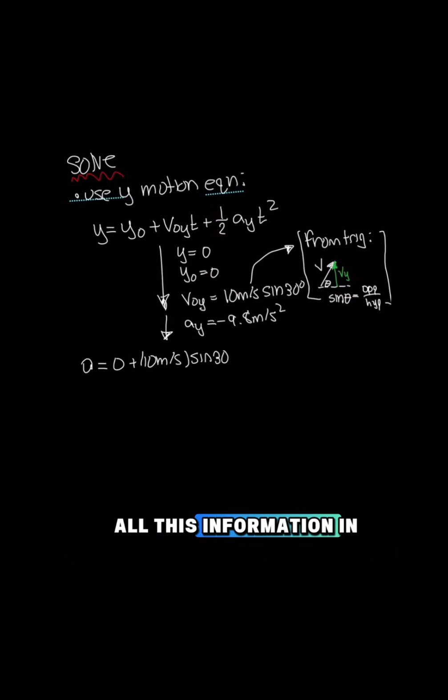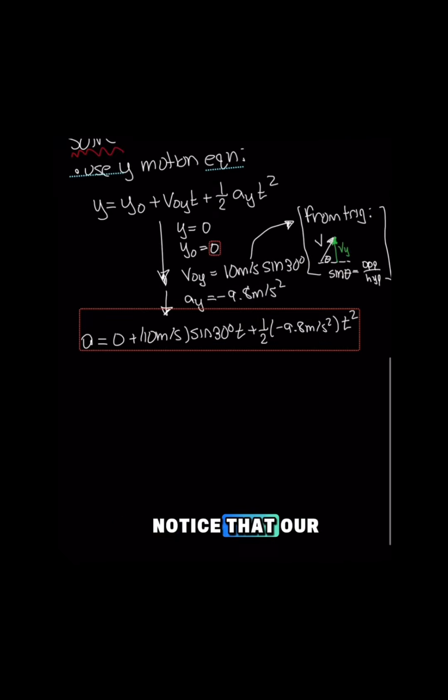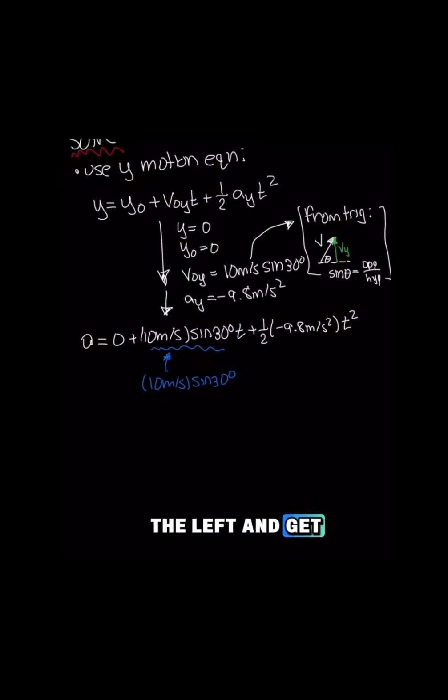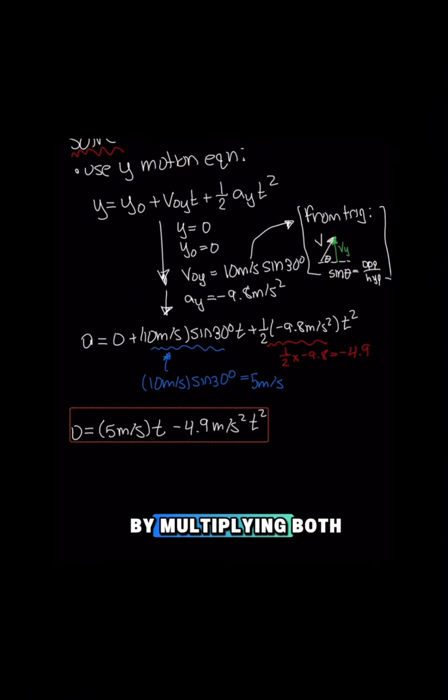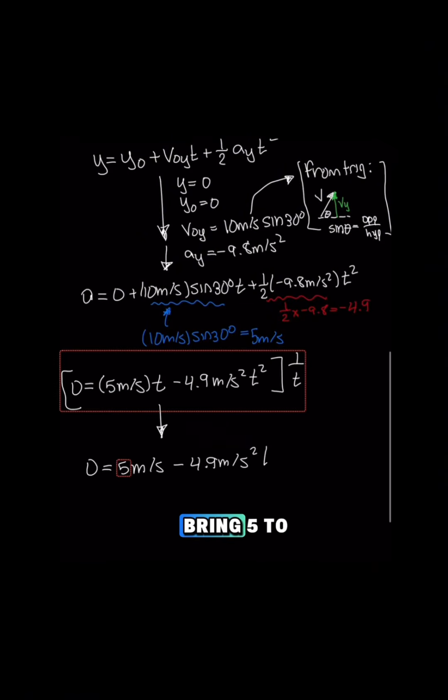So if we plug all this information in, we get this expression here. Notice that our unknown value is t, so that's what we're solving for. Evaluate the term on the left and get 5 meters per second, and then evaluate the term on the right and get negative 4.9. We can isolate for t by multiplying both sides by 1 over t, and then we can bring 5 to the other side.